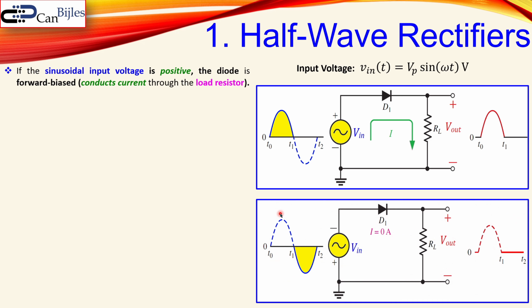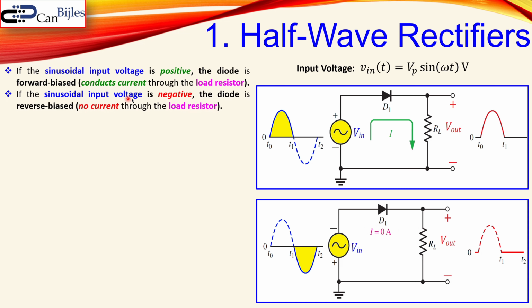Now the next part of the period, from T1 to T2, is negative, so the polarity will be reversed. The diode will not conduct; it will be reverse biased. So the current will be 0. There is no current flow here, and you can see this part is what we had before from T0 to T1. From T1 to T2 the output is 0, so we will measure 0 volts across it because there is 0 current.